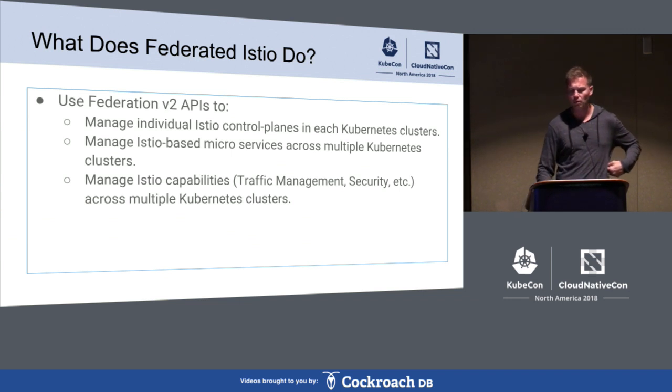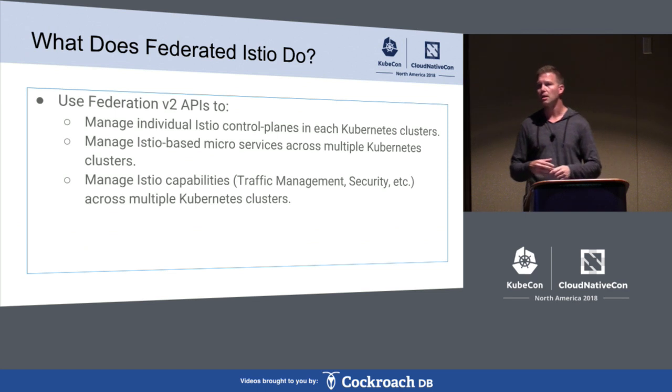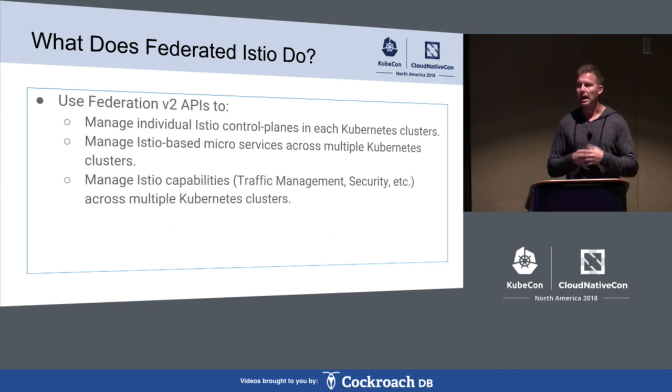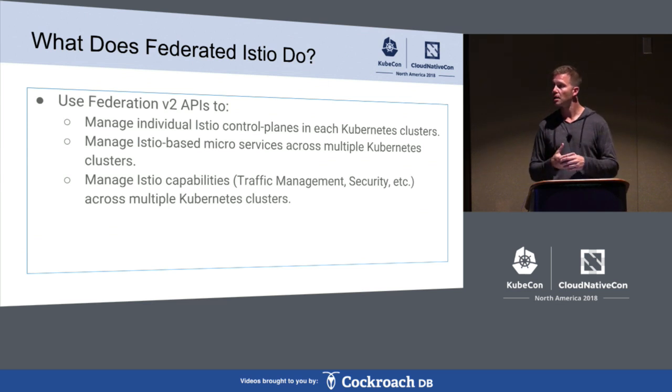And so, what does federated Istio do? We're able to manage the Istio control plane, so Pilot, Citadel, and so on, across multiple clusters. And it doesn't stop there, right? Now we're able to actually federate our microservices across the clusters. In the demo, what I'm going to be showing you is a Bookinfo application.